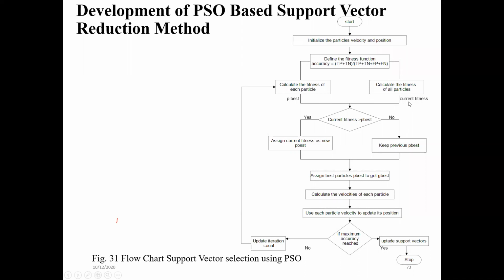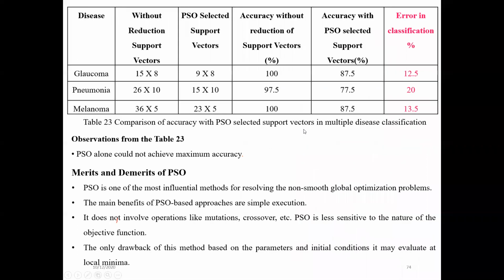P best is the local best, G best is the global best. This is the current fitness value. And the current fitness value is compared with the P best. Assign current fitness as the new P best and keep the previous P best. Assign best particles and position best P best to get the global best. Calculate the velocity of each particle. Use each particle velocity to update its position. So this is the flow chart for vector selection using particle swarm optimization.